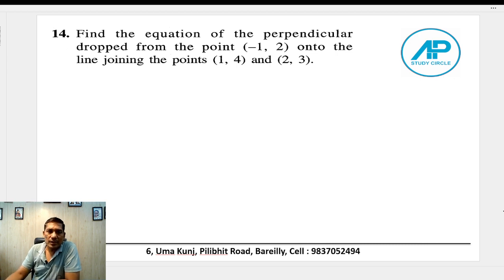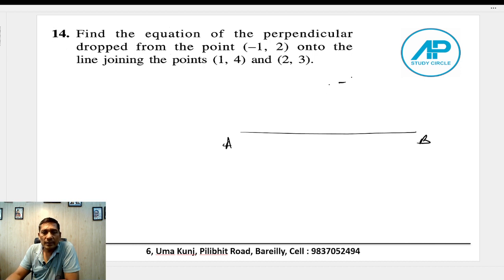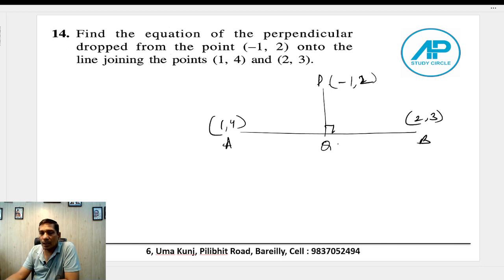Next question is absolutely same as the previous question, just drawing diagram, not solving for you. Perpendicular dropped from the point -1, 2 on the line joining 1, 4 and 2, 3. PQ, आपको PQ की इक्वेशन निकालनी है. AB का स्लोप you can find out, उसको m1 मान लीजिए. PQ का स्लोप m2, m1 m2 equals to -1.